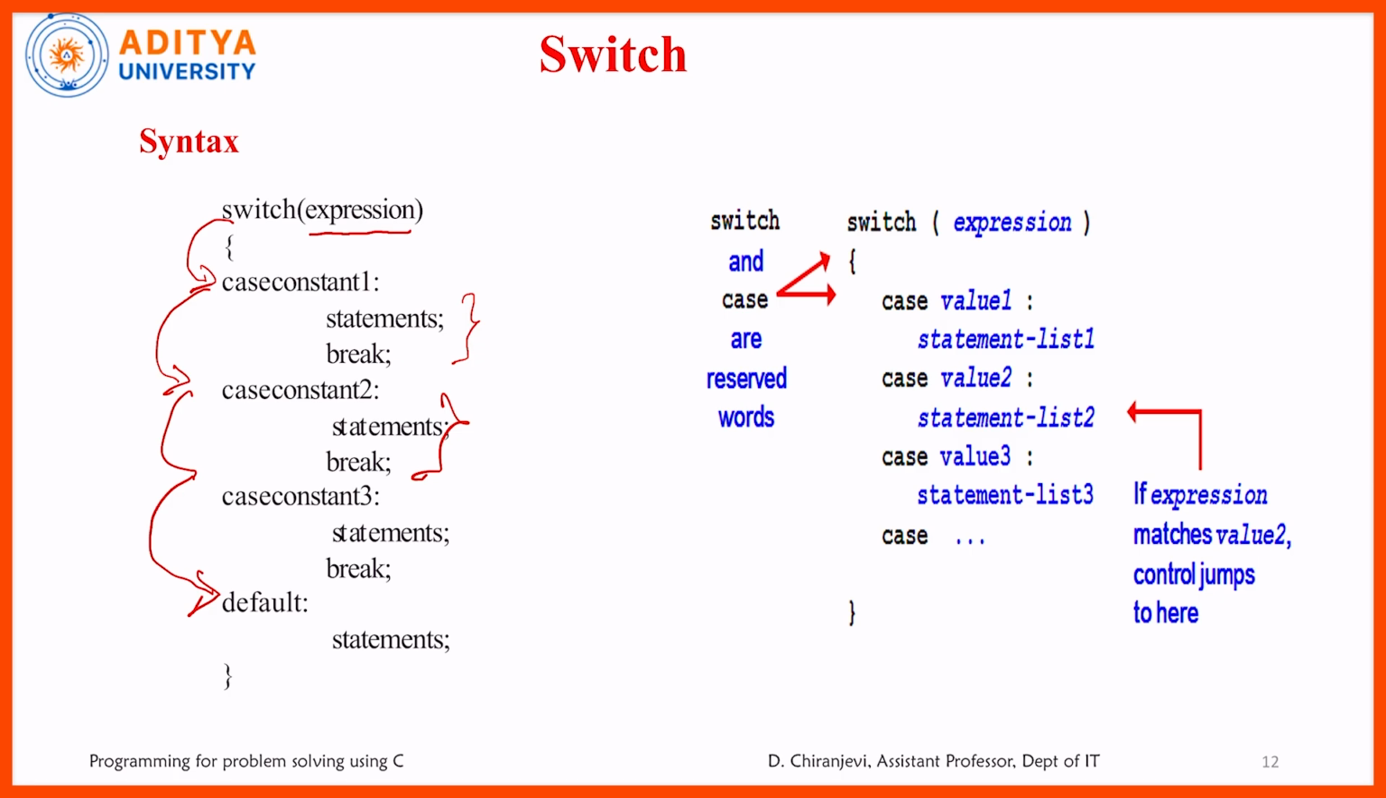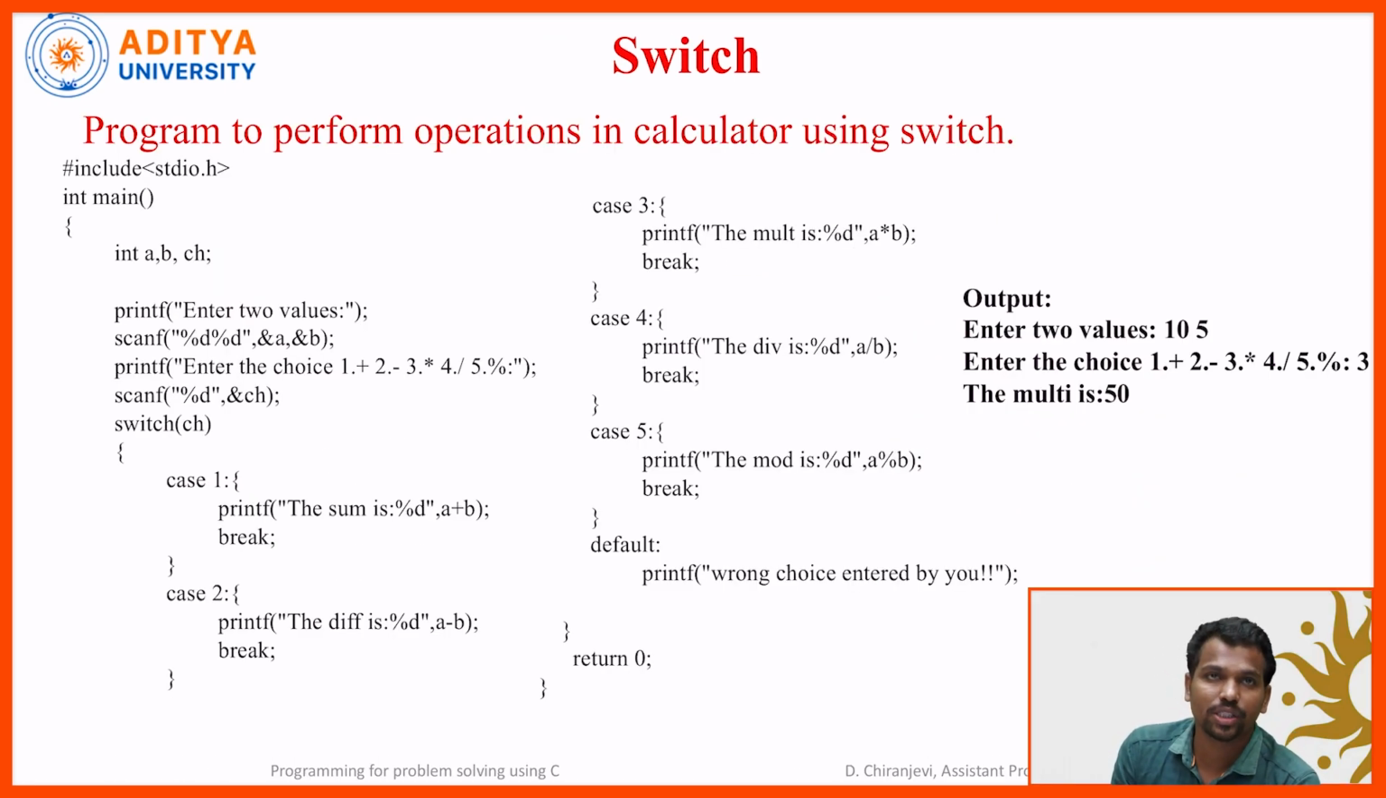Okay. So here switch and case both are keywords, so they are reserved words. Now if you see switch, we are writing an expression, in this case it must be a constant or a character you can write, but you cannot write any variable names or anything else. Program to discuss switch: performing operations of a calculator using switch.